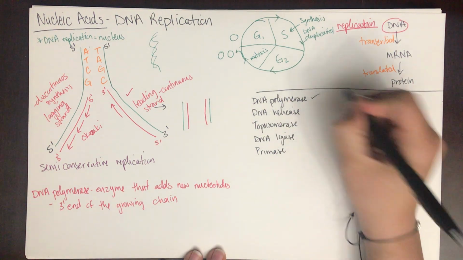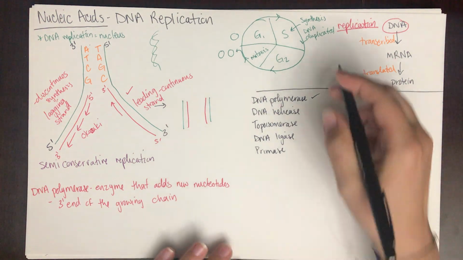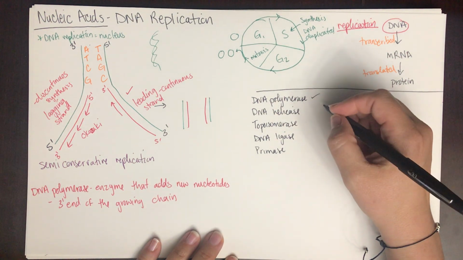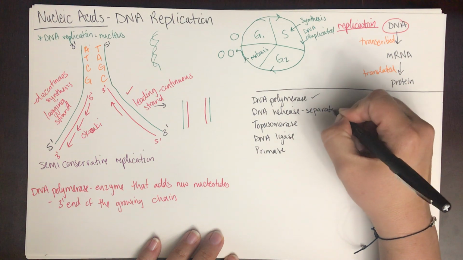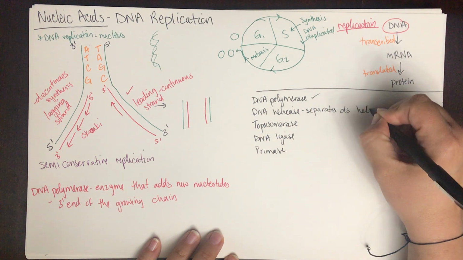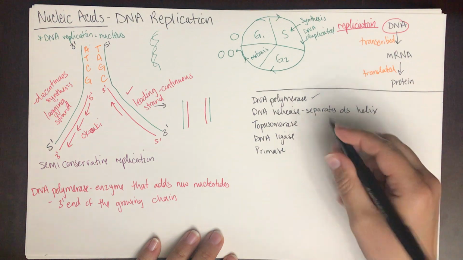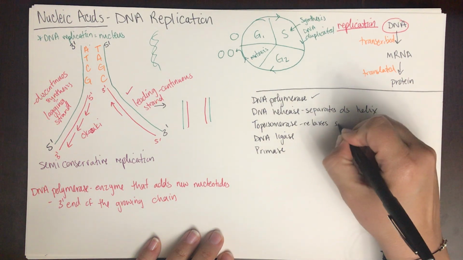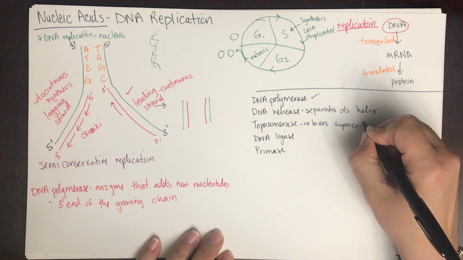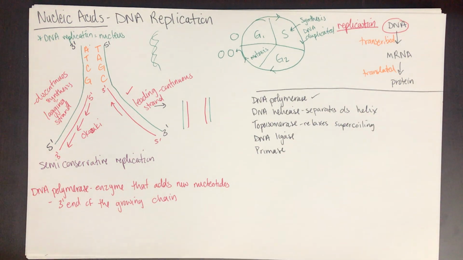Okay, so DNA polymerase, we already said what that does. DNA helicase separates the double-stranded helix. Topoisomerase relaxes the supercoiling. Another name for topoisomerase is gyrase. If you've ever heard of that enzyme, gyrase, these are the same 2 enzymes, they just have different names.